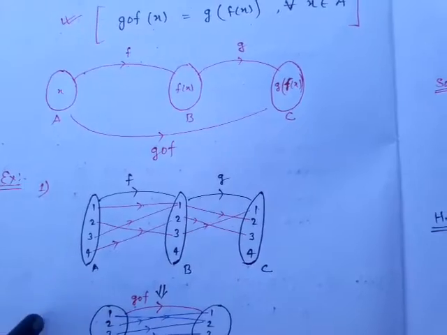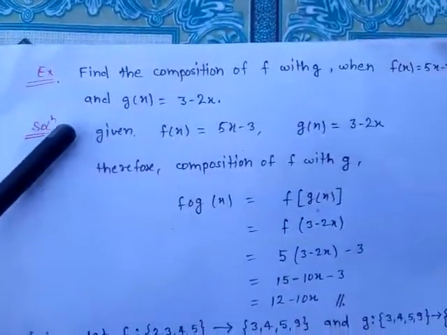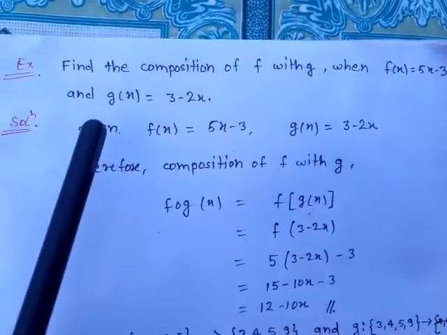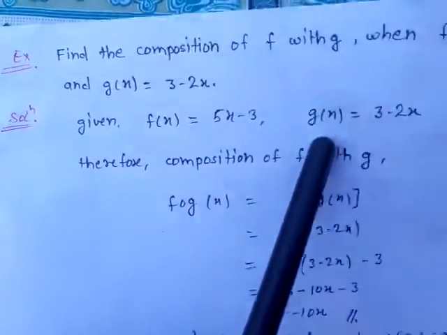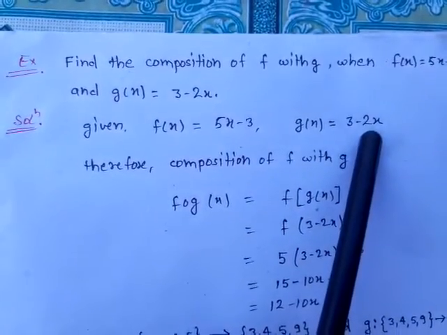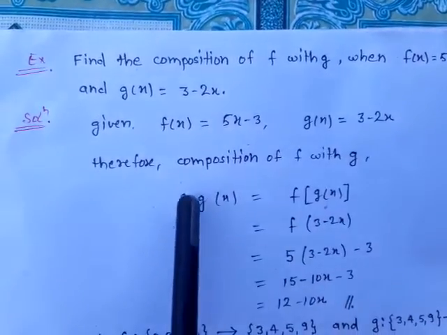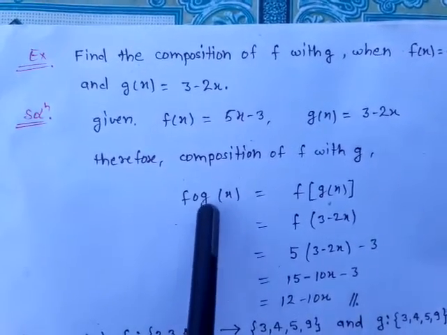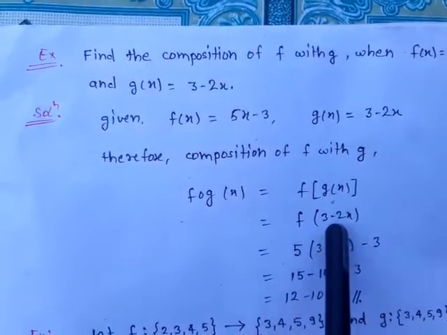Now we write it in mathematical form. Find the composition of f and g with f(x) = 5x − 3 and g(x) = 3 − 2x. Given that f(x) = 5x − 3 and g(x) = 3 − 2x, we find the composition of f with g, that is (f∘g)(x). f∘g means f(g(x)). Now putting the value of g(x) here, 3 − 2x.